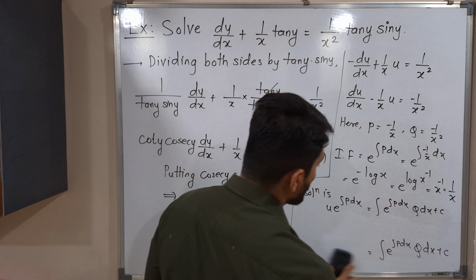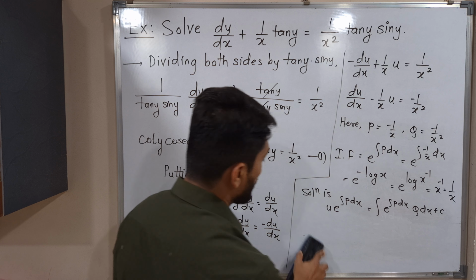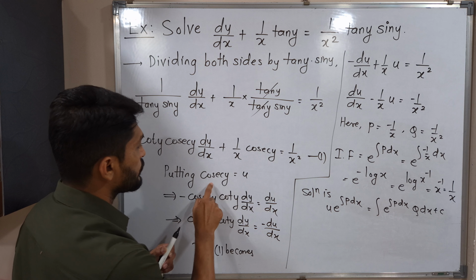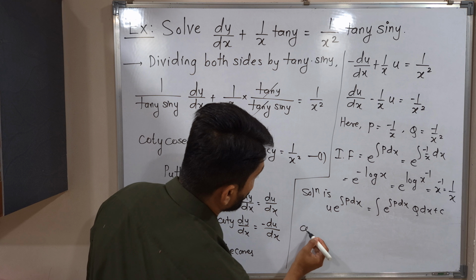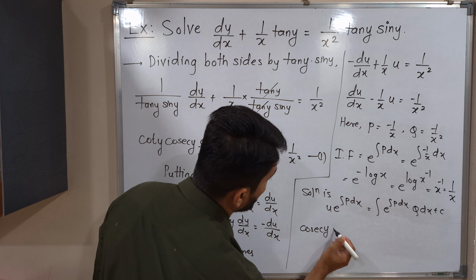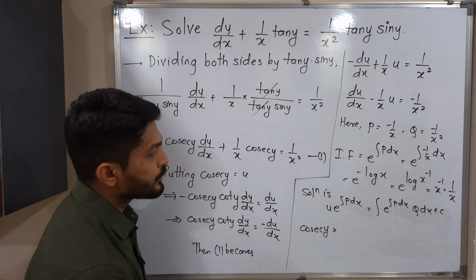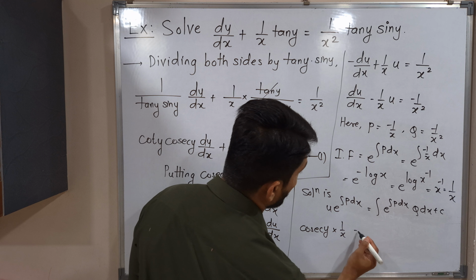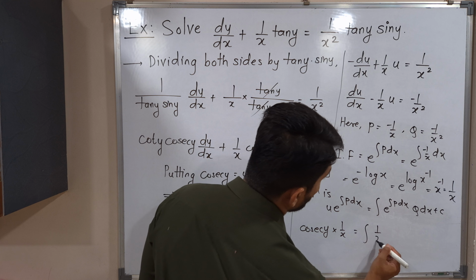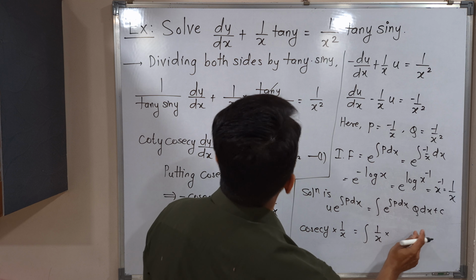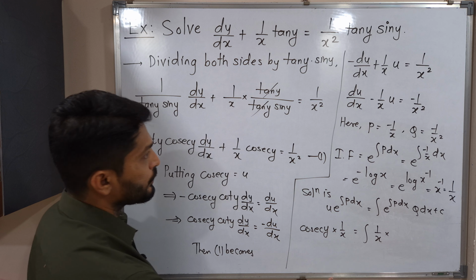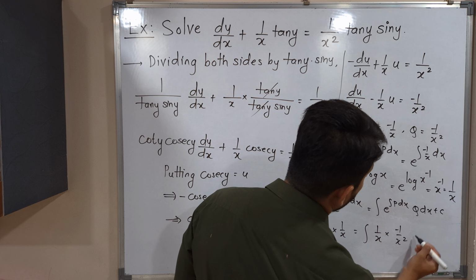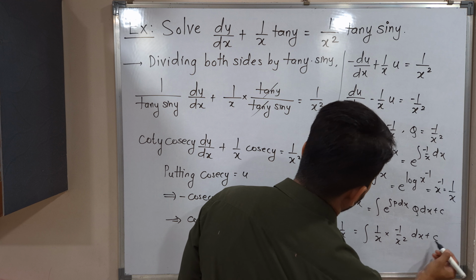So let us put the values. The value of u, yes, it is cosec y. So let me write cosec y into this e raised to integration p dx. We have already solved, its value is 1 by x. What is my q? Where is my q? Yes, it is minus 1 by x square. Minus 1 by x square, and dx is there. Plus c.